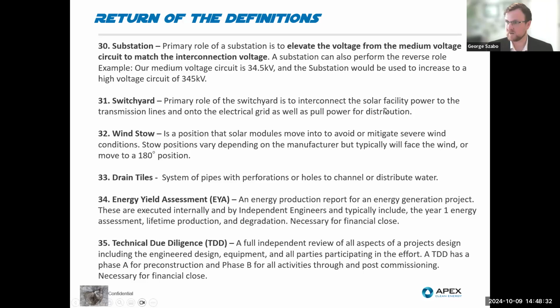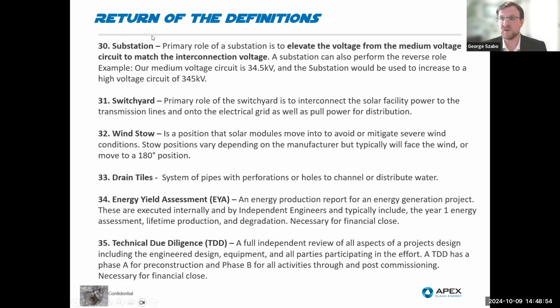Okay, let's see. Substation, primary role of a substation. So you have two major facilities other than your PV fields on a solar farm, if you're thinking about the utility scale size. One of them is a substation. And the primary role of a substation is to elevate the voltage that you're getting from your medium voltage collection system to match whatever the grid voltage is.